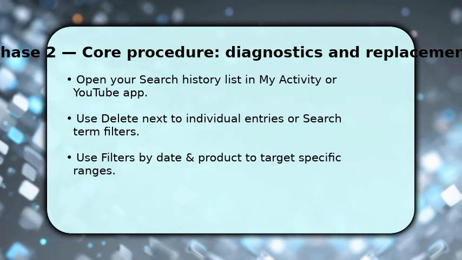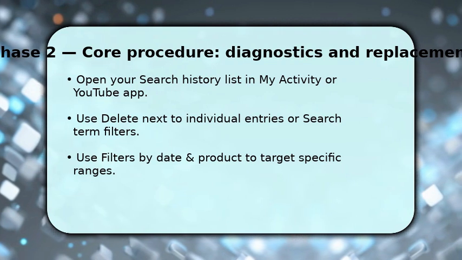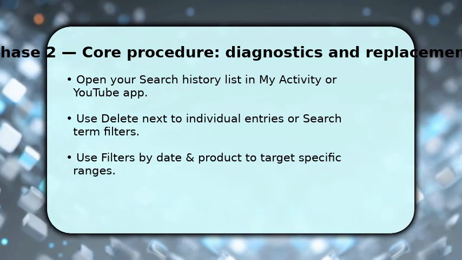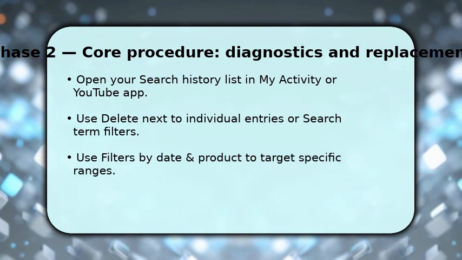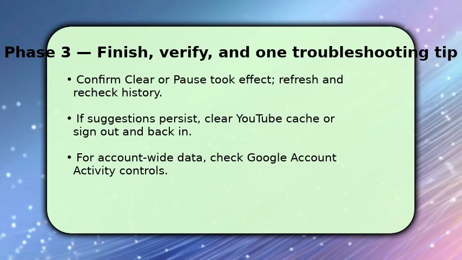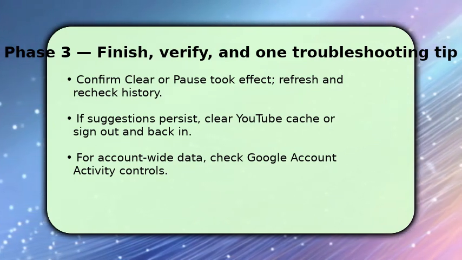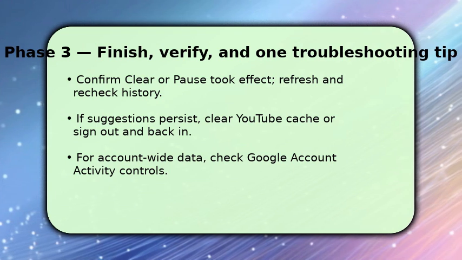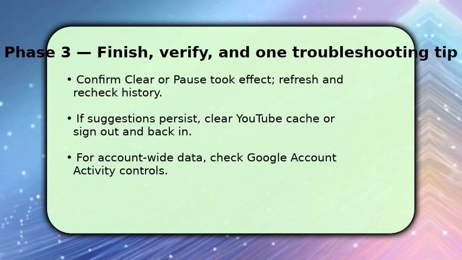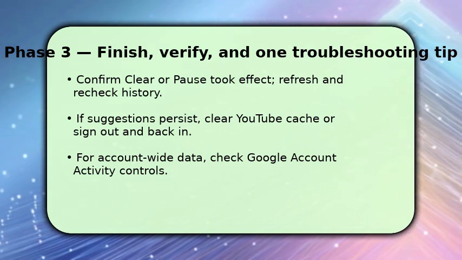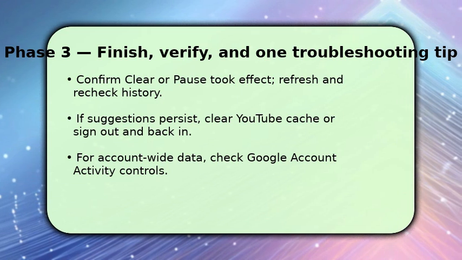Make sure to check both YouTube app and web, since entries can appear on either. Synchronized accounts reflect changes across devices. After clearing, refresh YouTube and verify the search history list is empty. This confirms the action completed. If recommendations or suggested searches still appear, clear the app cache, sign out and back in, or remove specific cookies. Those steps force updated signals.